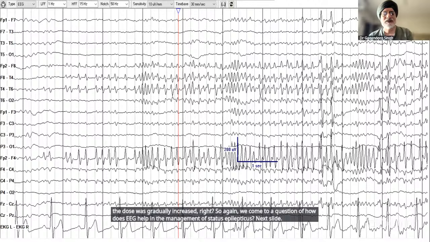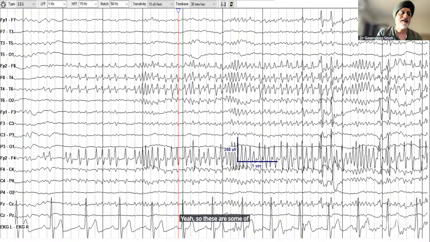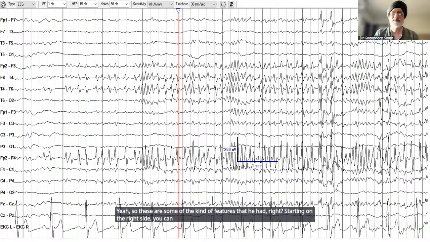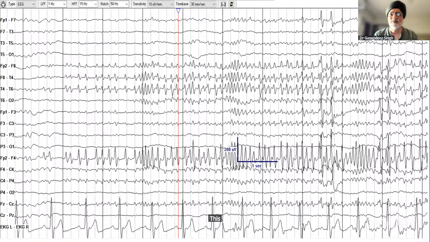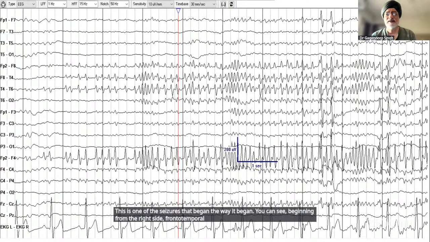Yeah. So these are some of the kinds of seizures that he had, right? At different time periods, I think he had seizures, some coming from the right side, some coming from the left side. This is one of the seizures that began the way it began. You can see it beginning from the right frontotemporal region, right? Next slide, please.